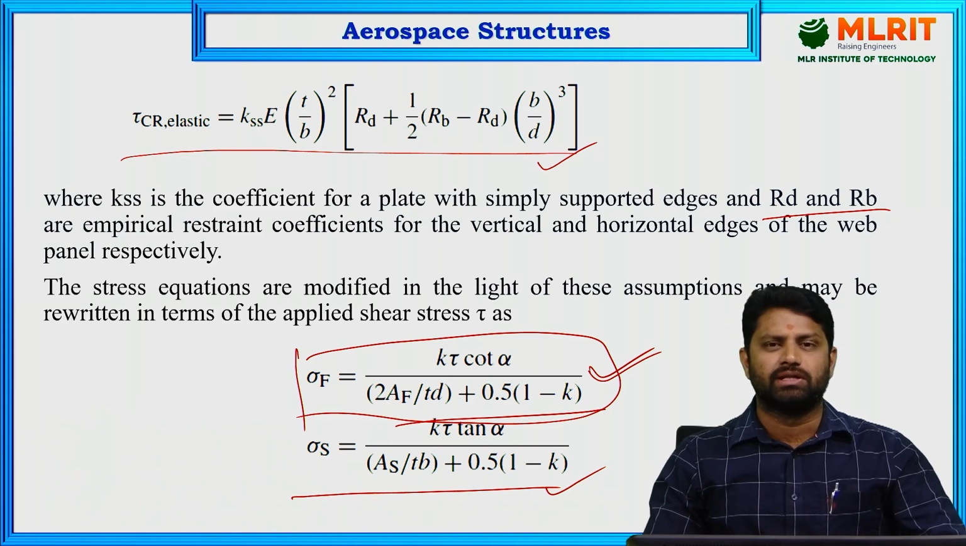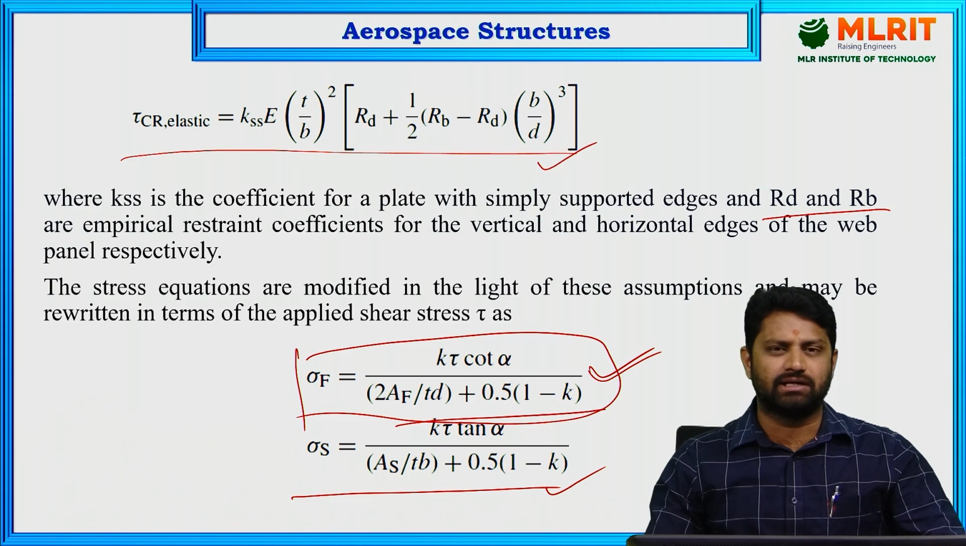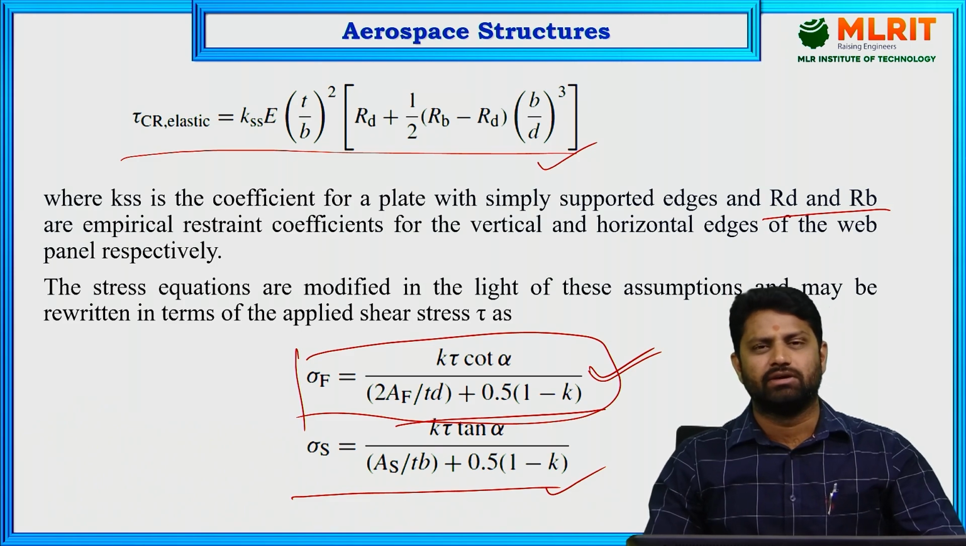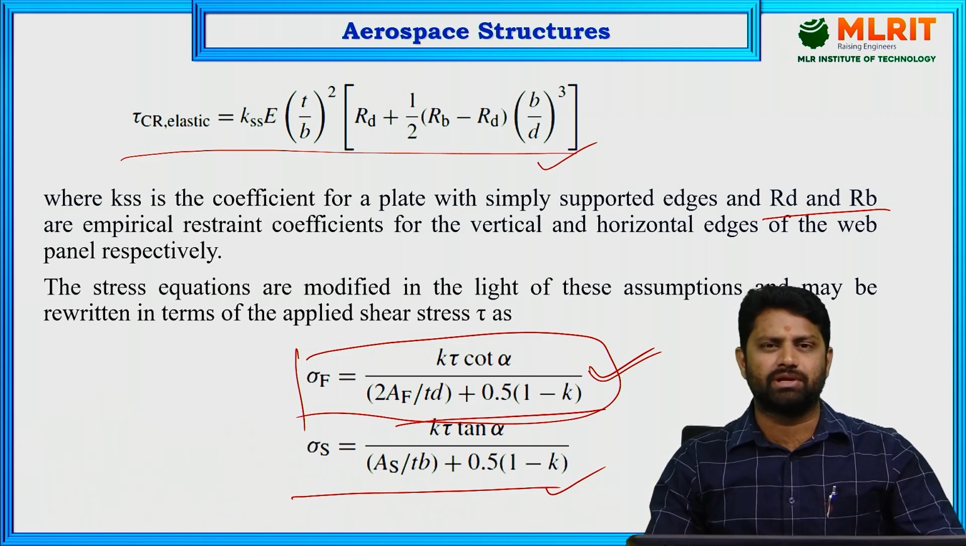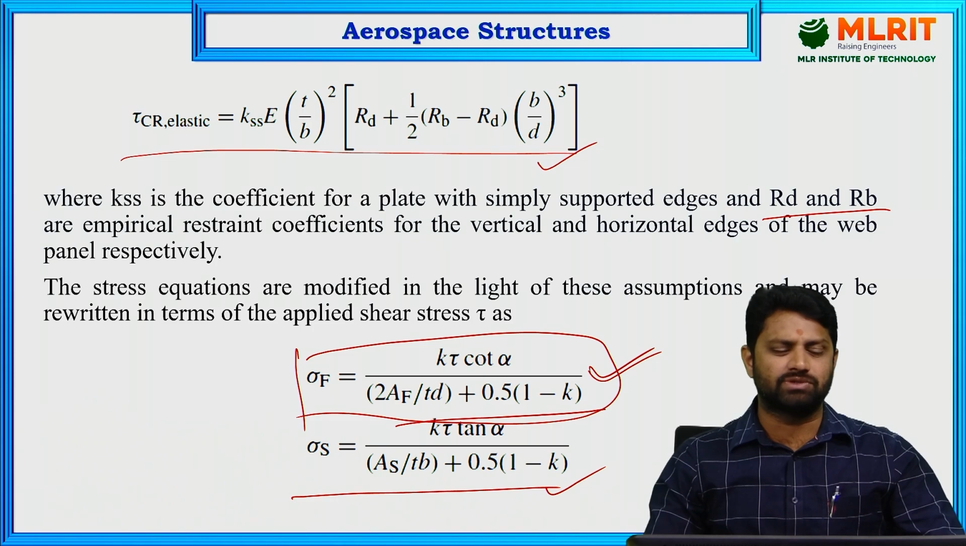Now when it comes to incomplete tension field beams, we are not going to follow the procedure of complete tension field beams, but we are going to follow semi-empirical relationships, because the prediction of incomplete tension field beams is much more difficult than complete tension field beams, and mostly they rely on empirical relationships.